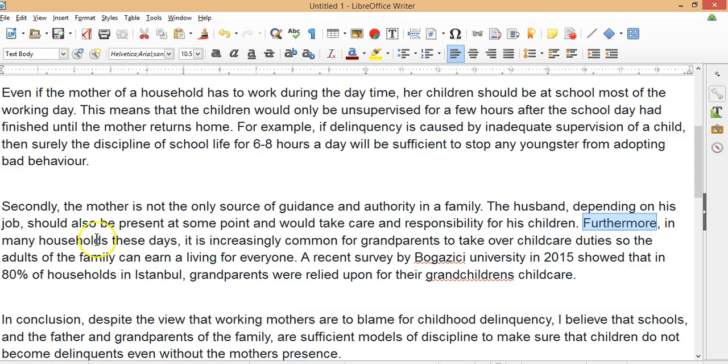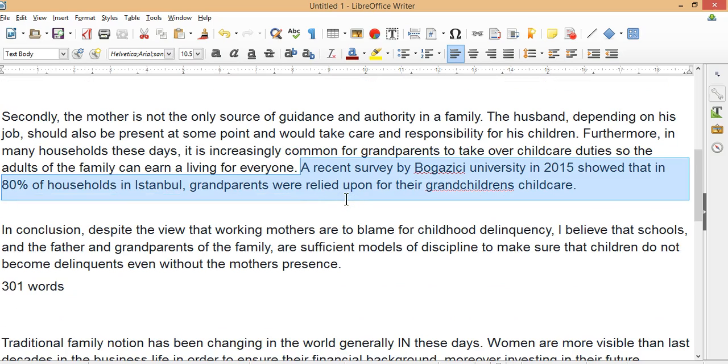Secondly, furthermore, in many households, it's increasingly common for grandparents to take over child care duties. So they're not going to be unsupervised because the grandparents will be there too. Now, you see, I had an example there, a bit of a general one. I made this example up. A recent survey by the University of Boroshice in 2015 showed that in 80% of households in Istanbul, grandparents were relied upon for their grandchildren's childcare. Now, I've mentioned this before in other examples. It's very common and it's perfectly fine to invent examples to support your ideas and arguments. I invented that. But it's plausible, and that's all that counts.